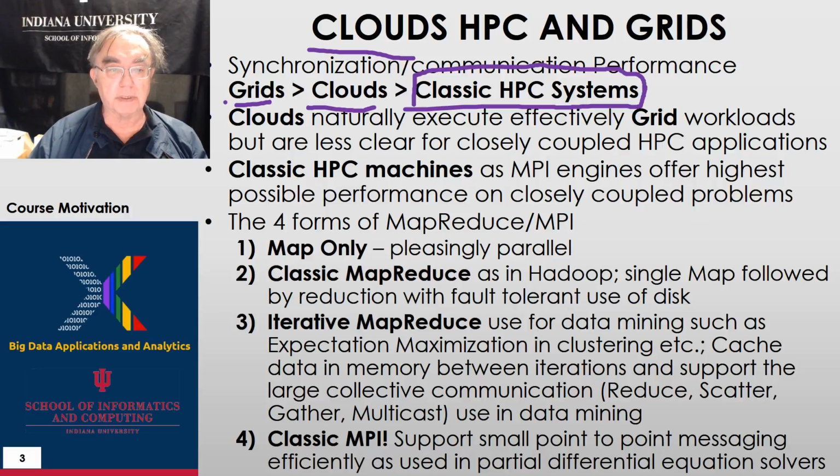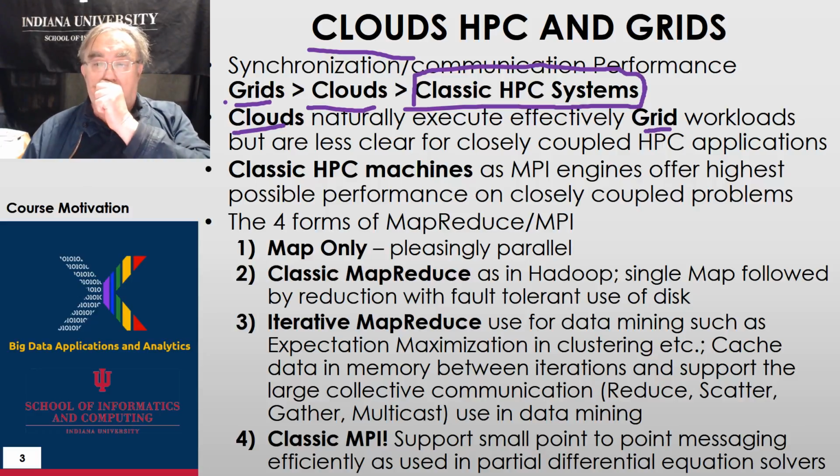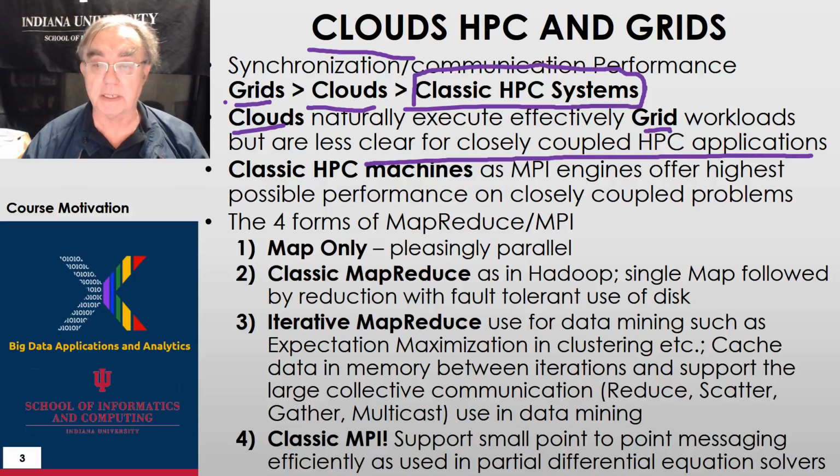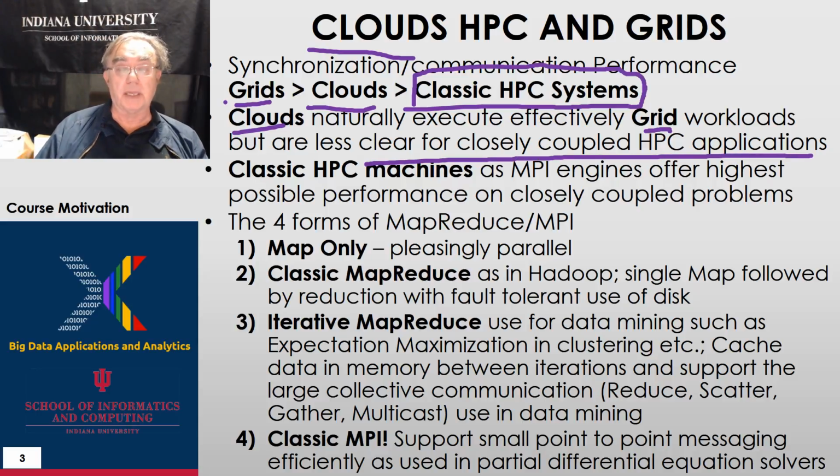So there is a sort of hierarchy. Grids are the least coupled, then clouds, and then classic HPC systems. So this says that clouds can do grid workloads. Particularly, they can do the Large Hadron Collider analysis. However, they're not so clear for closely coupled HPC applications, although many people are working on making clouds more effective. There are technologies like SR-IOV, which allow you to remove the synchronization overhead, but you're still faced with the problem that as soon as you do any logical virtualization, it's not so easy to keep locality.